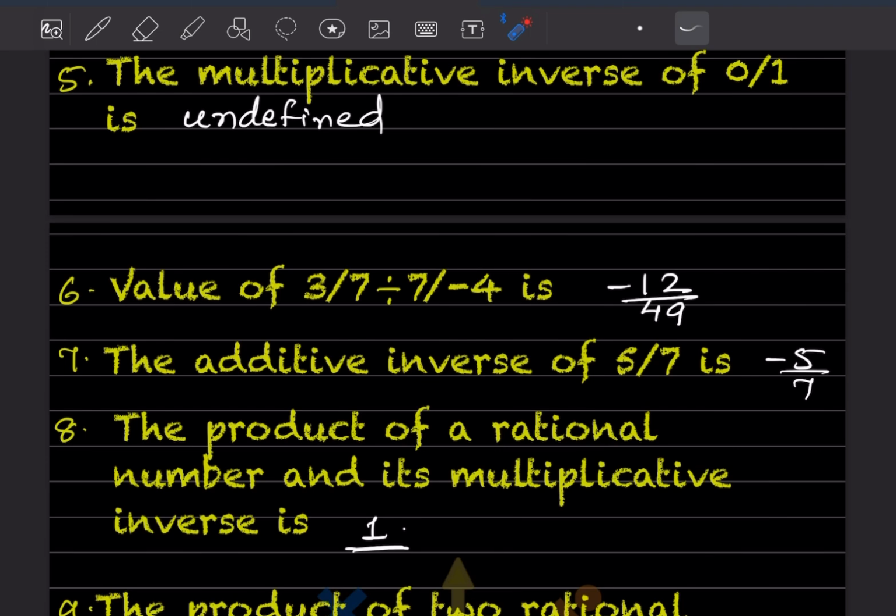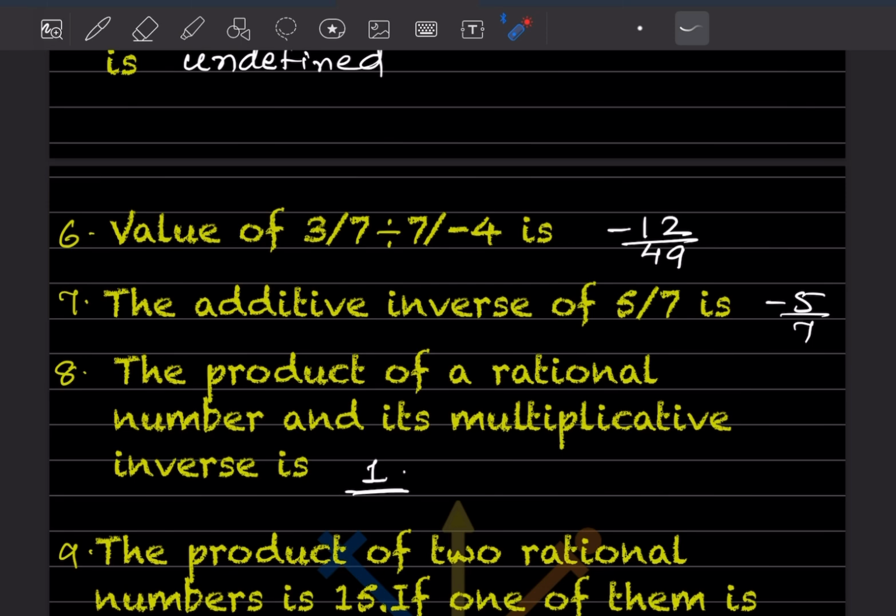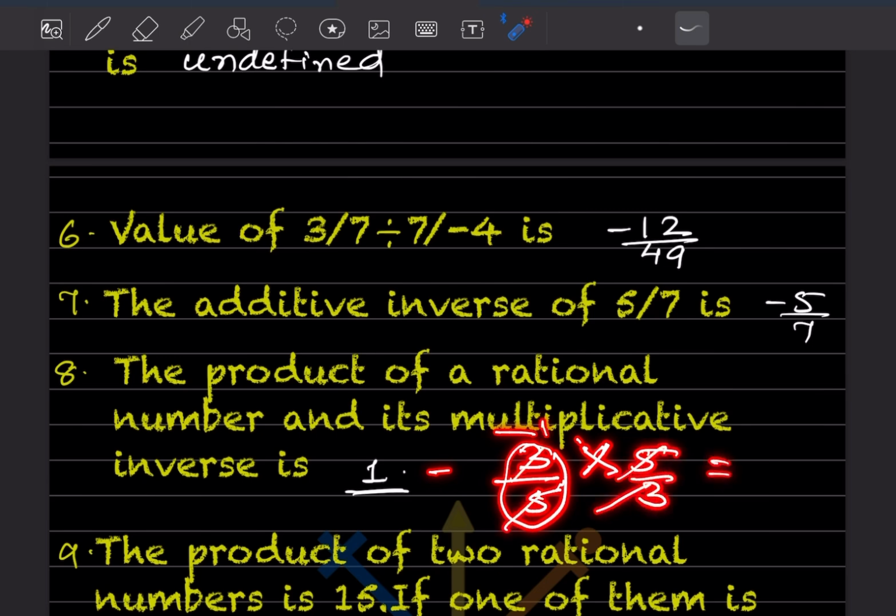Suppose you take any rational number, say 3 by 5, and its multiplicative inverse. Product means it is going to be multiplied. The multiplicative inverse is going to be 5 by 3. So this and this get cancelled, and the answer is going to be 1.